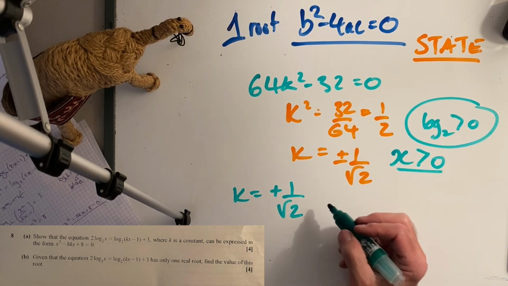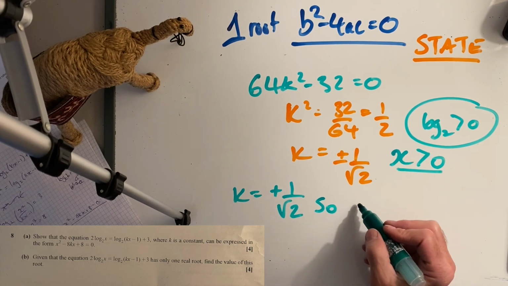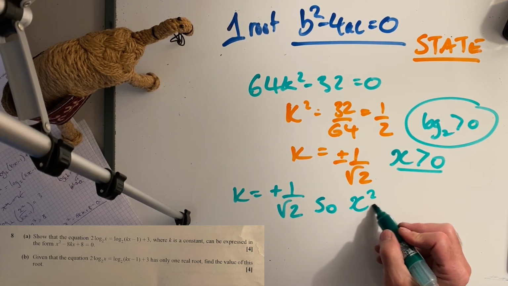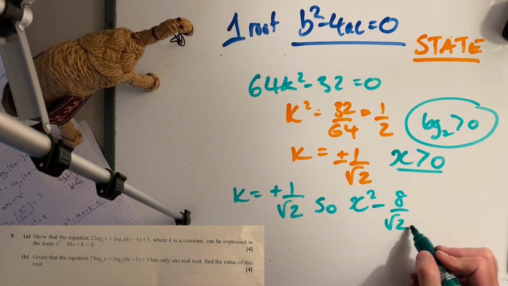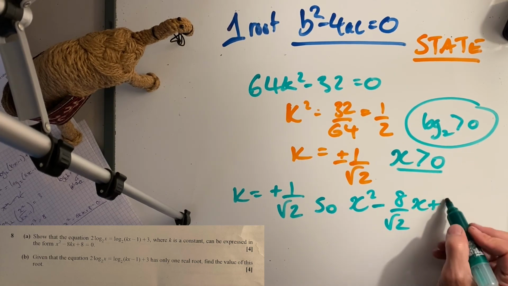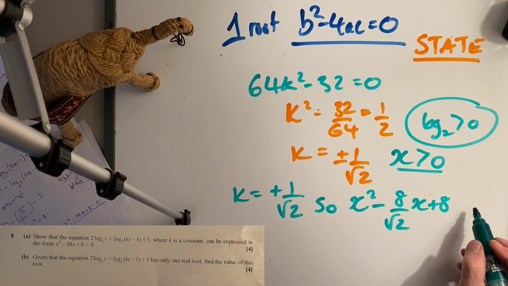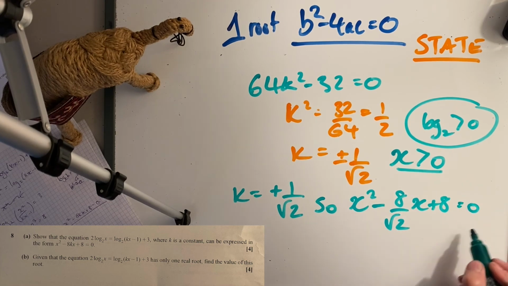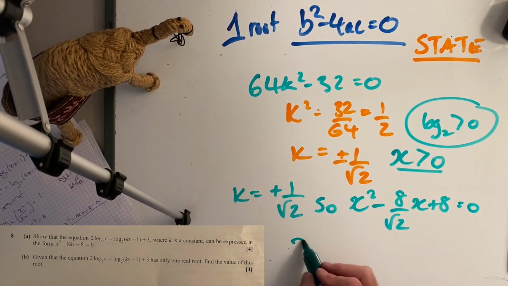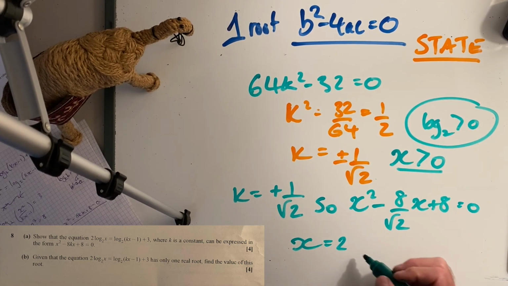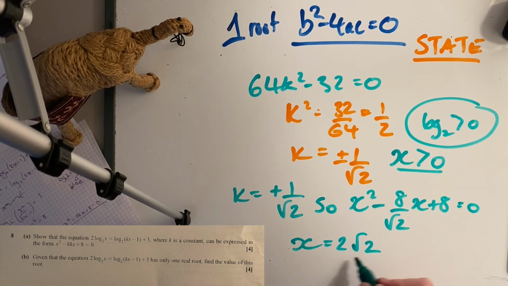And then what we need to do is put that into the equation in order to determine what the value of x is. And so we know that this equation equals 0. So now we can factorize this one out, and we can see that x will equal 2 root 2.